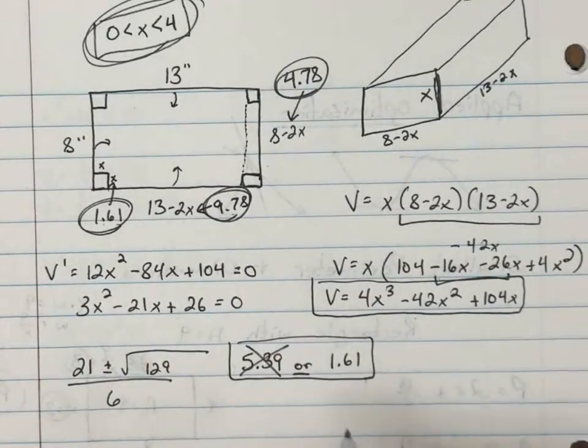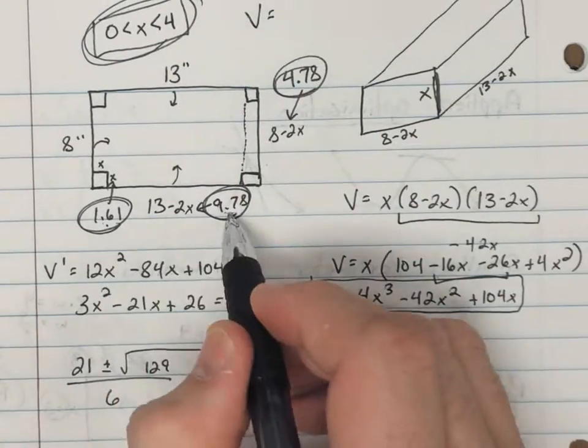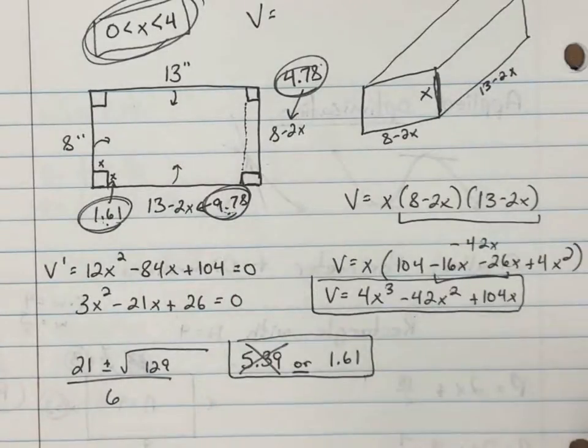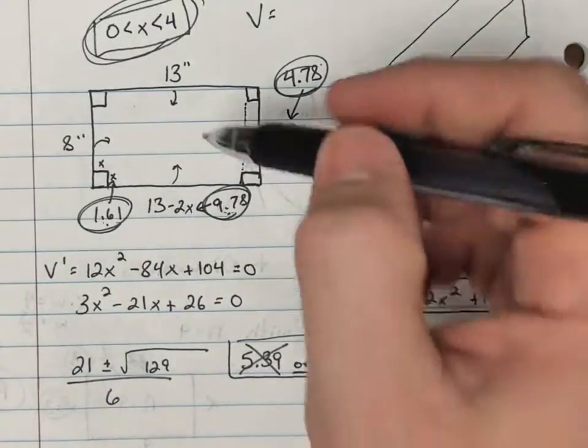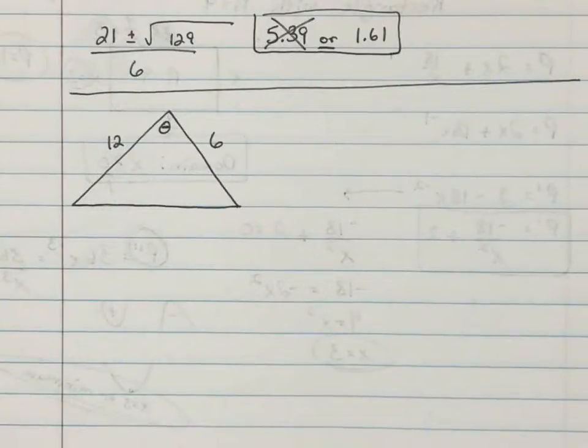It will ask you for the maximum volume. I'm not going to work through it, but in order to find volume, just a reminder, you do length times width times height. Those three numbers you're going to multiply together. That'll give you the box of maximum volume. Okay, on to the next one.